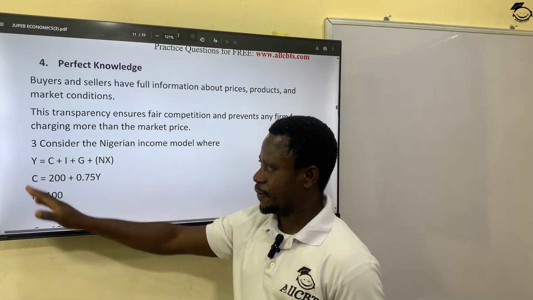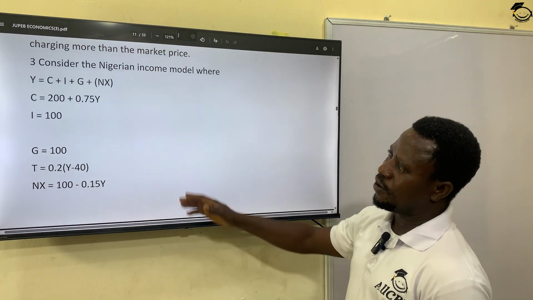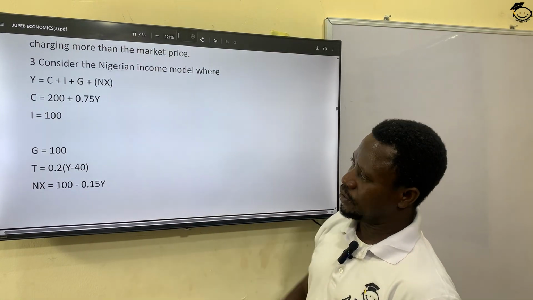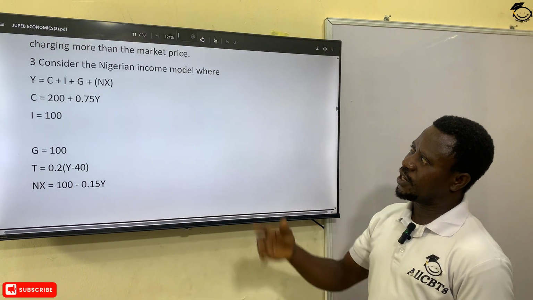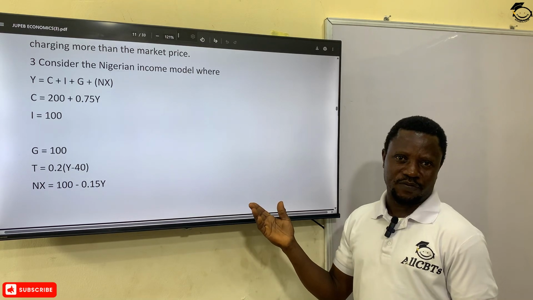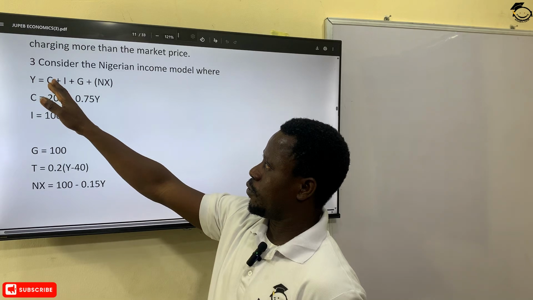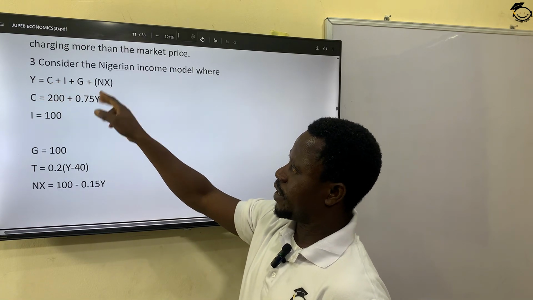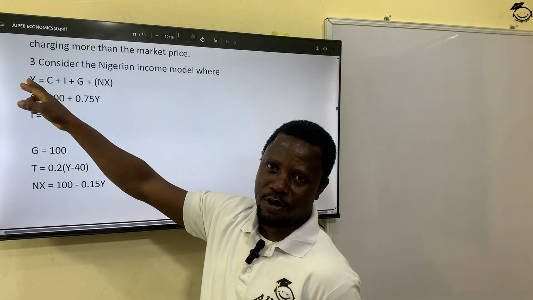Now, this is the number 3 question we are looking at. This is a long calculation question. All right, you are given a function. Consider the Nigerian income model. This is an income model given to you. All right, Y = C + I + G + (X - M). You know that Y is national income, okay?